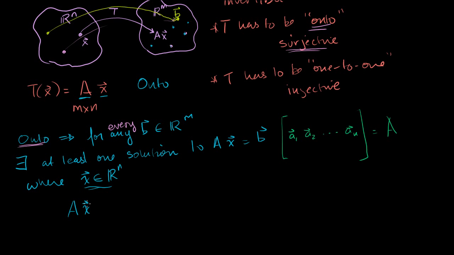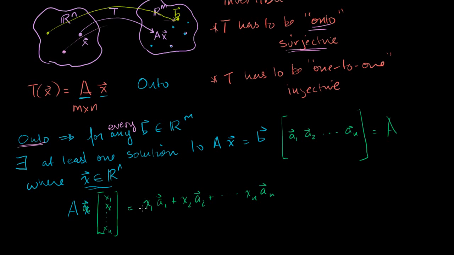Well, what does this product look like? If we're taking this product, instead of writing an x there, I could write x like this: x1, x2, all the way to xn. So this product is going to be x1 times the first column vector of A, plus x2 times the second column vector of A, all the way to plus xn times the nth column vector of A. That's what this product is. And in order for T to be onto, this combination has to be equal to any vector in Rm.